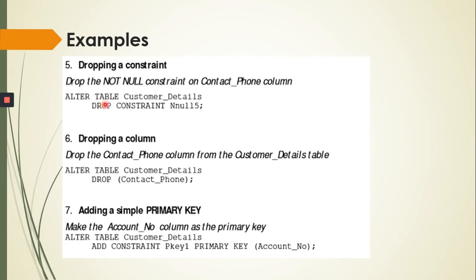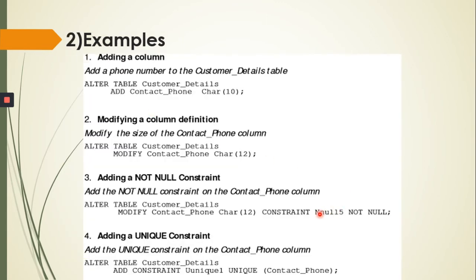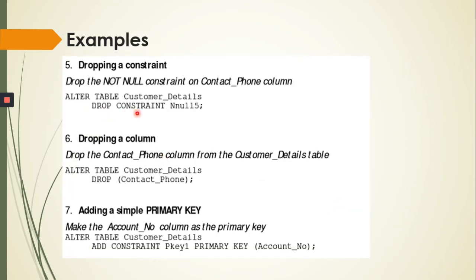So alter table customer details. Which constraint are we removing? So not null constraint, and we gave the name and null 5 to the not null constraint. So here we are using the name of the constraint. So drop constraint and null 5.